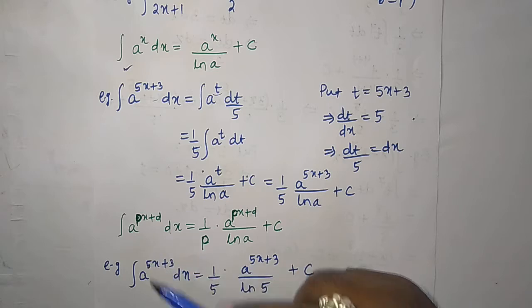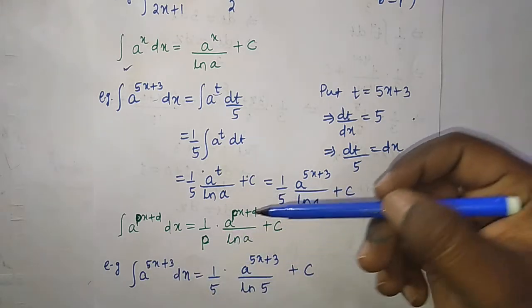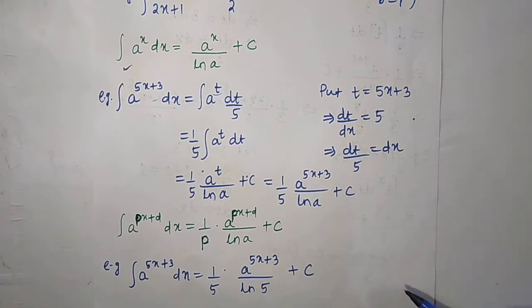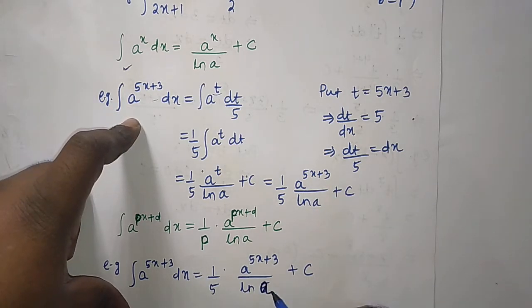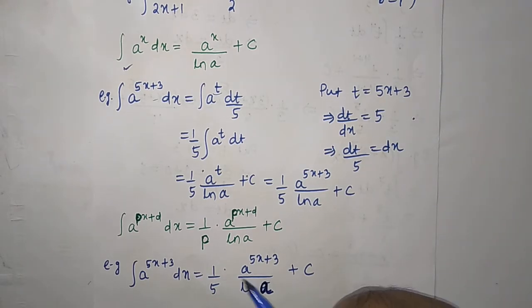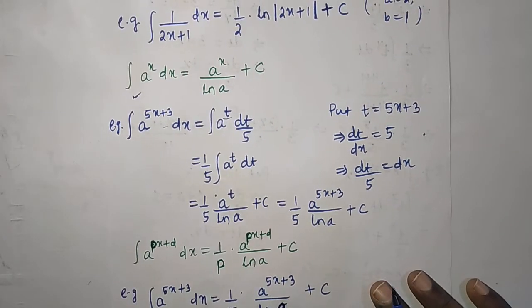Here a is the same, I have not changed it, so a is fixed. So here we will get ln a. Okay, this is the answer: 1 by 5 into a to the power (5x + 3) divided by ln a, plus c.